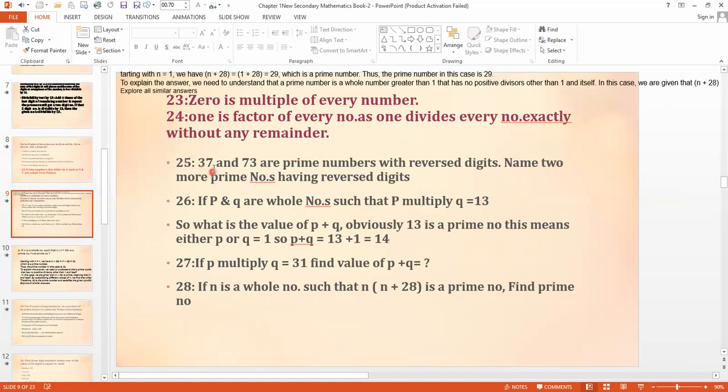Next one is 37 and 73. When we reverse 37, we get 73, and both are prime numbers. Such prime numbers are called reverse primes. You tell me any other pair of reverse primes. Clear to all? 37 and 73 are reverse primes. There are some more reverse primes, I will give you another example, 13. Look here, when I reverse 13, it becomes 31. So these are also reverse primes.